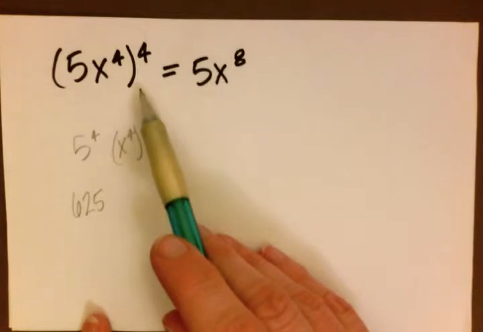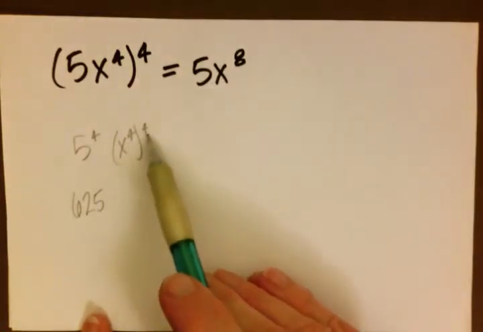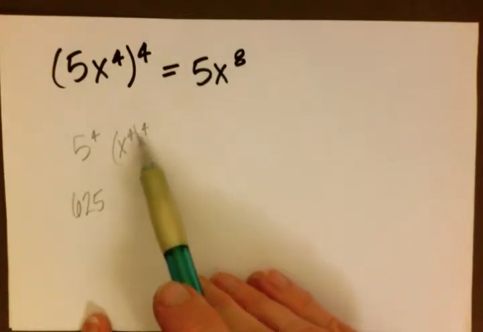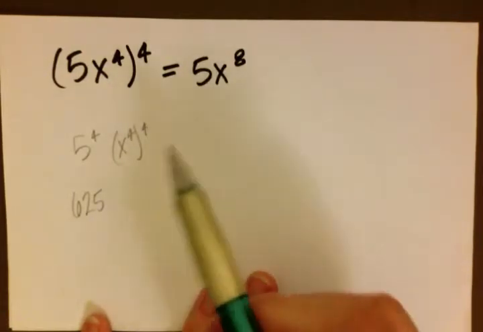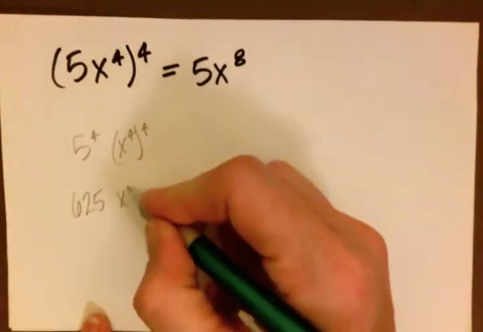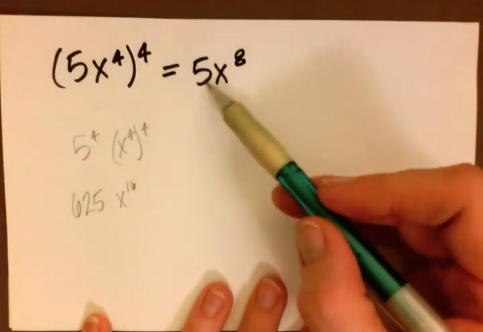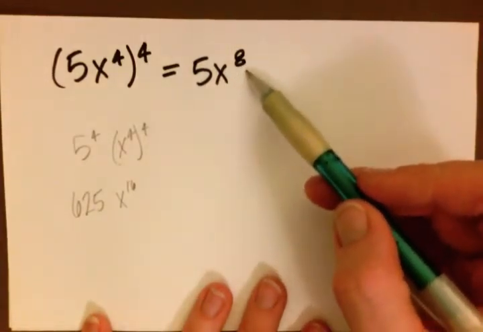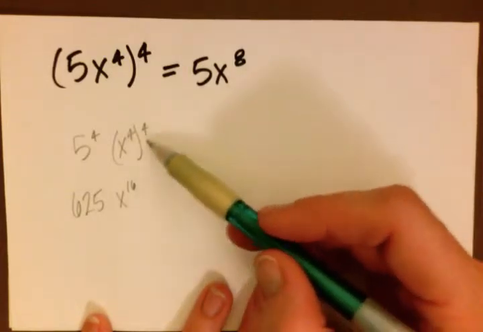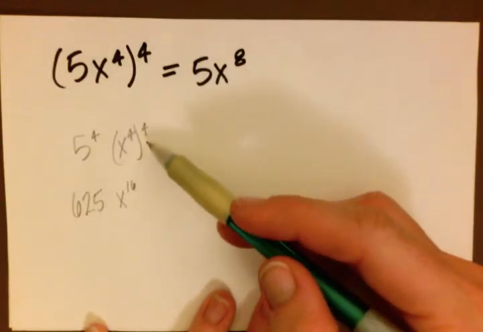The next thing we need to remember about our exponent rules is that whenever we have an exponent raised to an exponent, we actually multiply the two numbers together. So x to the fourth raised to the fourth is going to be x to the 16th. Here they had x to the 8th, which tells us that they added those two numbers together when they really should have been multiplied. So those were the two errors made.